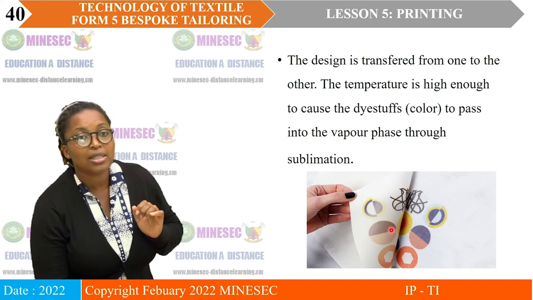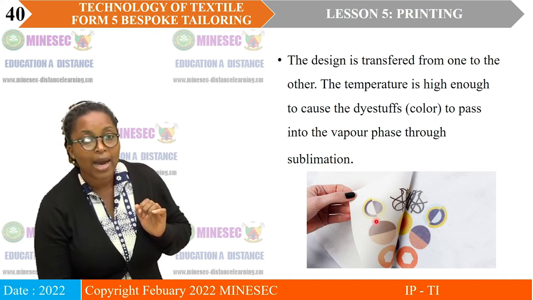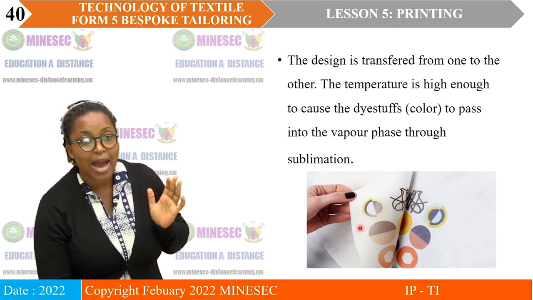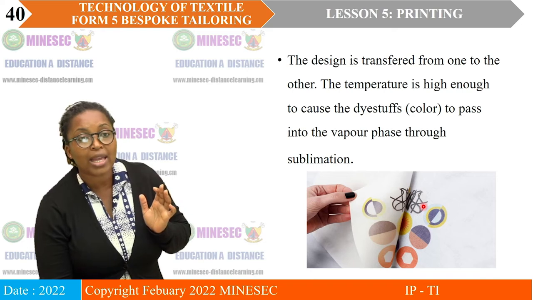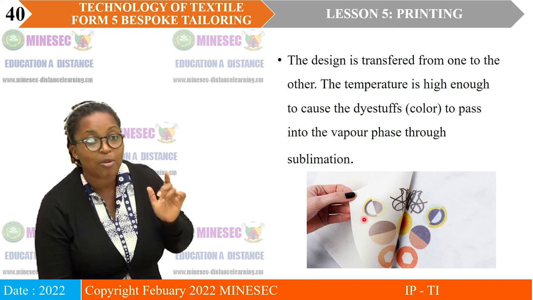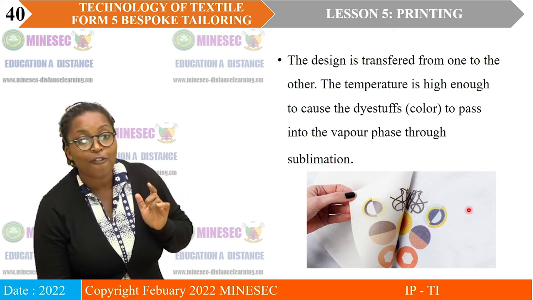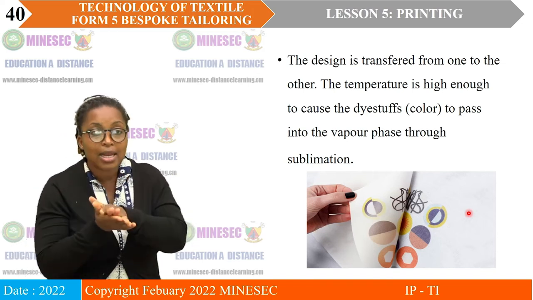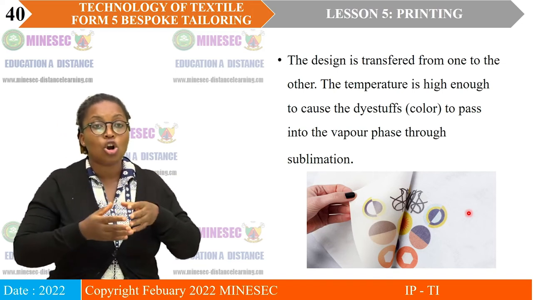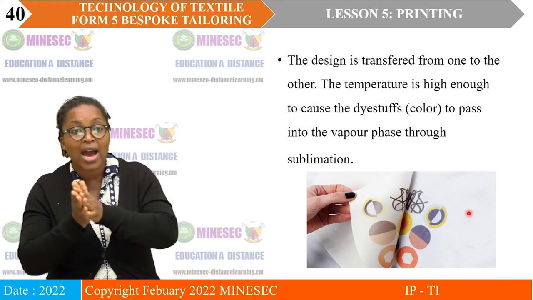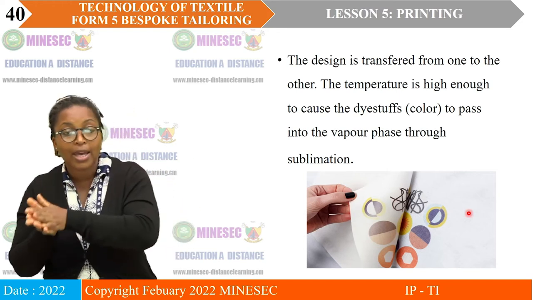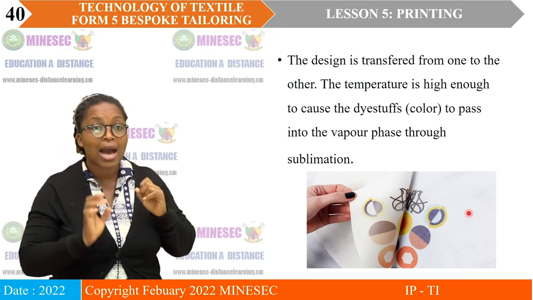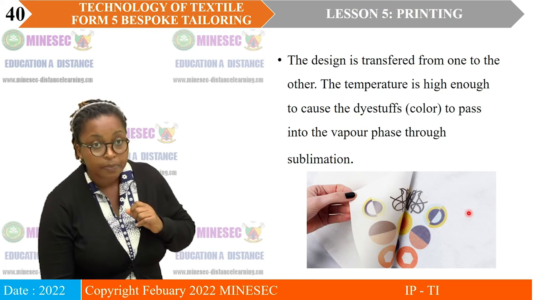Firstly, your designs are on paper, with carefully selected dyes. After that, you put your paper where your designs have been printed together with your fabric, and they go through a hot cylinder. The hot temperature will make the designs be transferred from the paper to the fabric through a process known as sublimation.